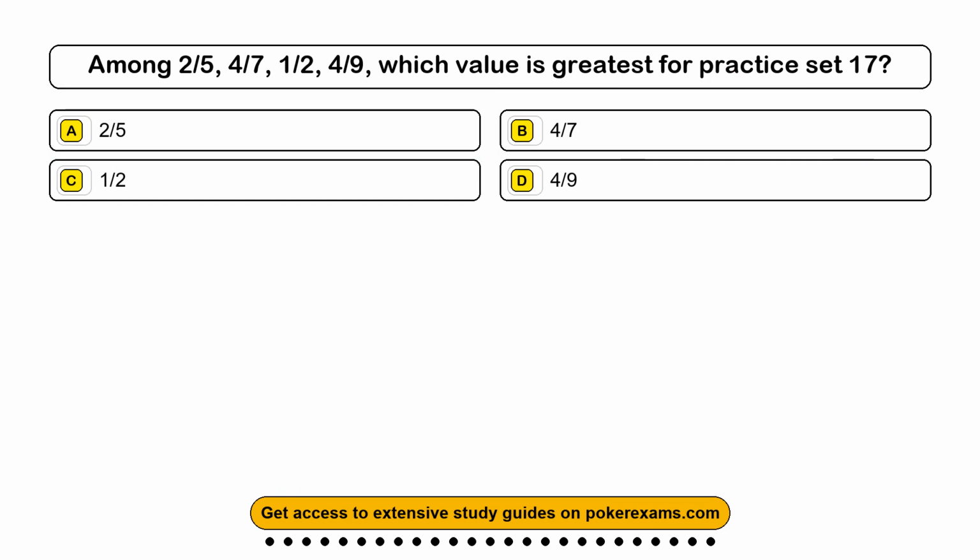Question 2. Among 2/5, 4/7, 1/2, 4/9, which value is greatest for practice set 17? Option A 2/5. Option B 4/7. Option C 1/2. Option D 4/9.